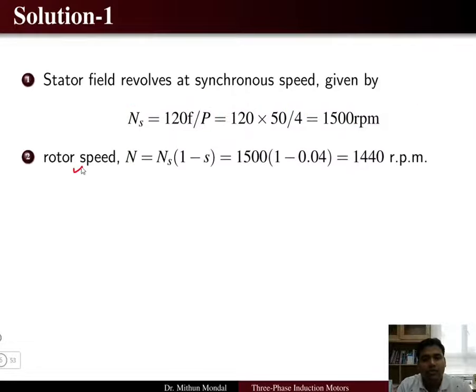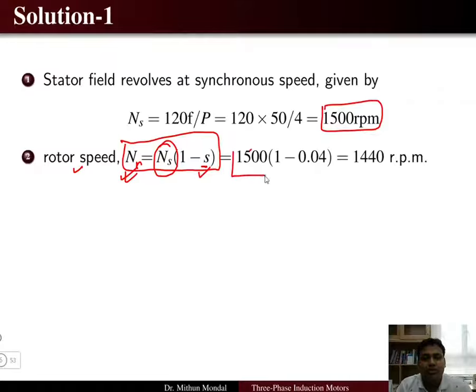Second, what is the rotor speed? The formula for the rotor speed is nr equals ns times (1 minus s), where s is the slip. So at a particular slip you will get one rotor speed, and when you change the slip you will get a different rotor speed. The synchronous speed remains the same, which we have calculated as 1500 rpm. On substituting the synchronous speed as 1500 rpm and the slip as 0.04, we get the rotor speed as 1440 rpm.